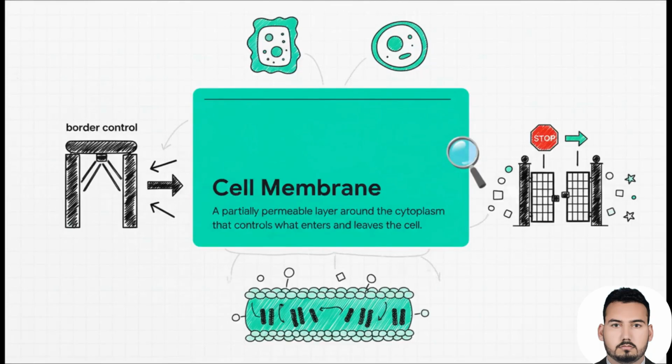Then you've got the cell membrane wrapping around the whole thing. Think of it like a very, very strict bouncer at a club. It's the gatekeeper, deciding precisely what gets in and what gets kicked out. It's absolutely crucial for keeping things inside nice and stable.